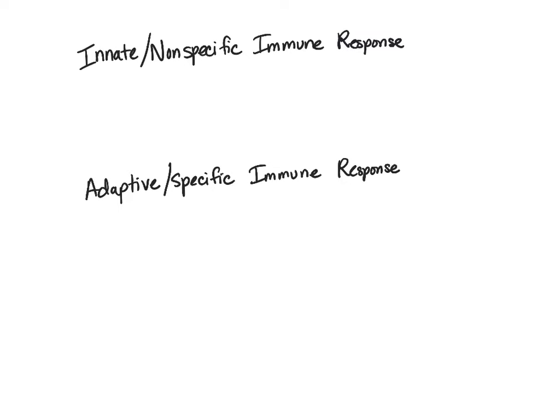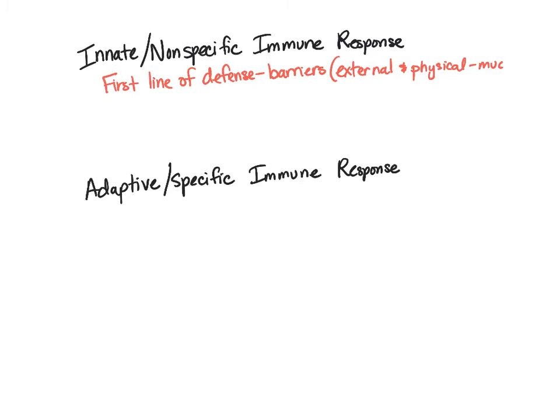We split up the innate or non-specific immune response into two different lines of defense. So we have the first line of defense, and our first line of defense is really barriers. Our first line of defense is our external barriers and other physical barriers, meaning things like our mucous membranes.